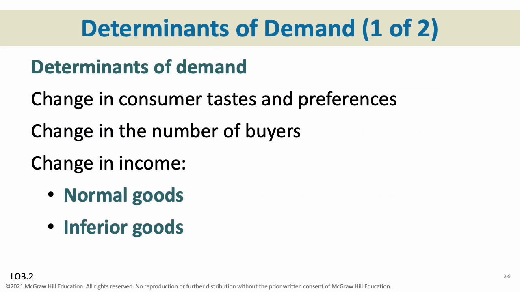The determinants of demand which can do this are the following. Number 1, change in consumer tastes and preferences. Let's say that a technological product gets invented, like when smartphones first came out. That demand curve moved out once people realized what you could do with them, how you could run apps, the ways they could make your life easier, and the various things you could use a smartphone for. Many more people entered the market than were prior. That's change in consumer tastes and preferences.